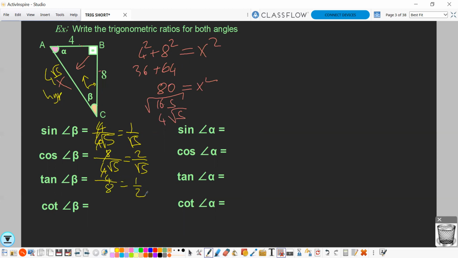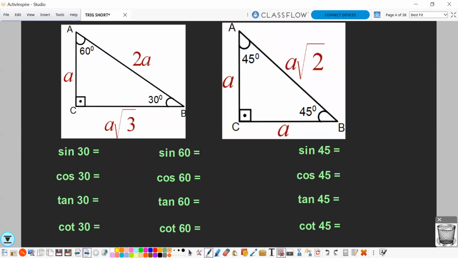Anyway, if we move forward, there are these two special triangles that you should have done in 10th grade, also in 9th grade.